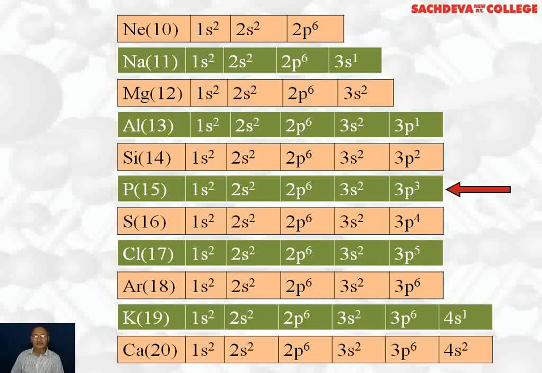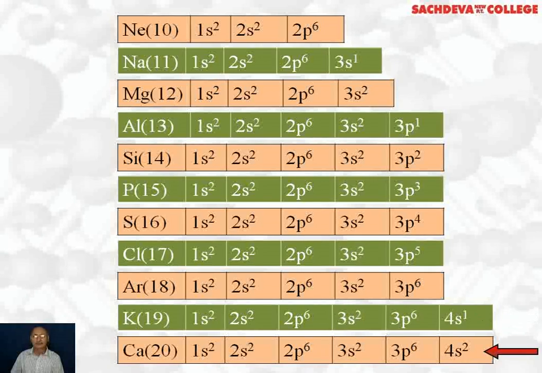Phosphorus 1s2, 2s2, 2p6, 3s2, 3p3. Sulfur 1s2, 2s2, 2p6, 3s2, 3p4. Chlorine 17, 1s2, 2s2, 2p6, 3s2, 3p5. Argon 1s2, 2s2, 2p6, 3s2, 3p6. Now 3p orbital is full. So next electron will go to 4s orbital. So in potassium, next electron goes to 4s1. Calcium, next electron goes to 4s2.